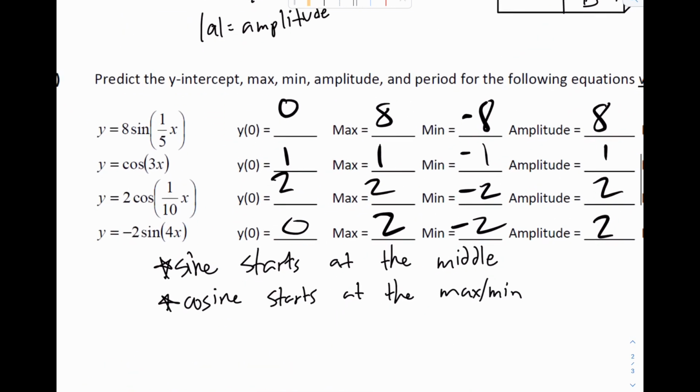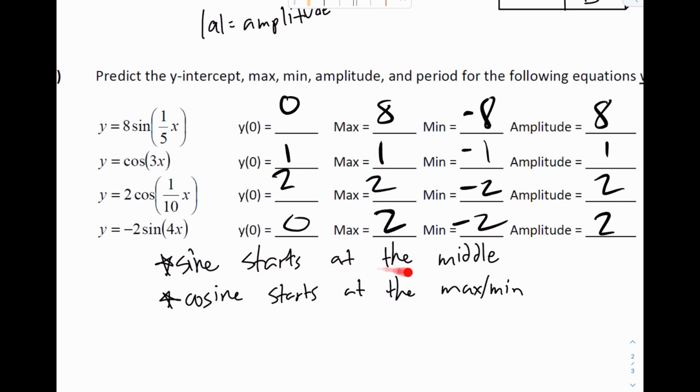And some other things you might have realized is sine always starts at the middle. So you'll notice that the y-intercepts are 0 here, 0 here, where cosine is starting at the max or min. So you'll notice that the y-intercept for cosine is 1 and 2. So max if it's positive, so that's like this one. And this is also positive, so that's why it's 1 as well.